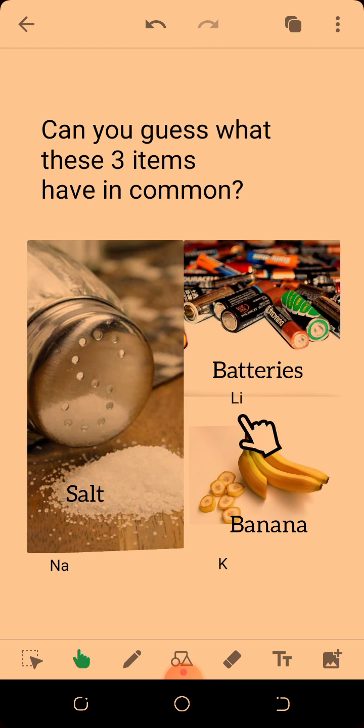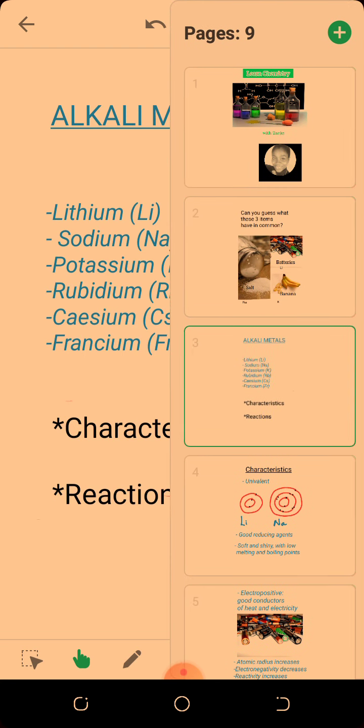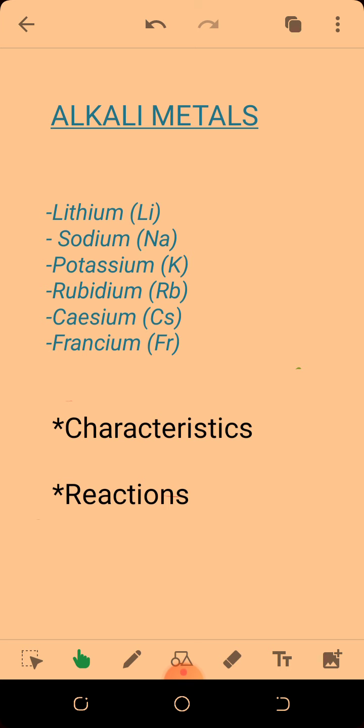And banana contains potassium. All these three elements, lithium, sodium, and potassium, belong to the group 1 family, also known as alkali metals. And today we will learn what the characteristics of alkali metals are and the reactions that they undergo.